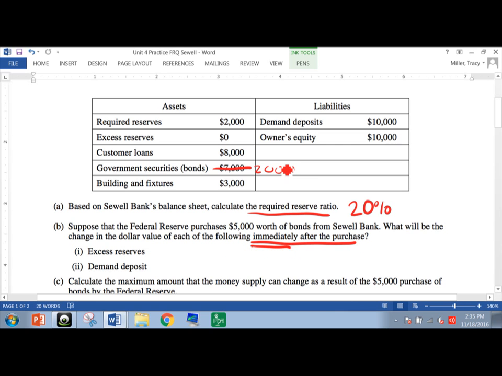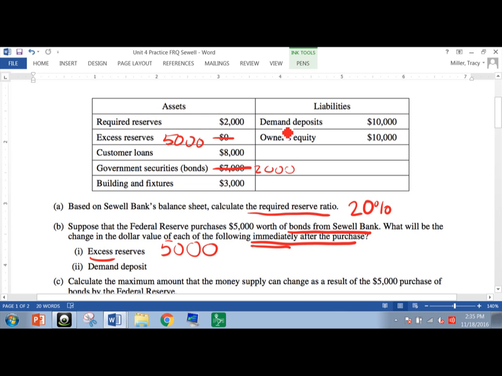Picture it. The Fed comes in, they buy the bonds. Now the bank has $5,000 that they can loan out to customers that they didn't have before. So the change in the dollar value for the excess reserves is $5,000. Now, why aren't we pulling out 20% and putting it in the required reserves? The reason why is because when the Fed buys bonds from banks, 100% of that money goes into the excess.